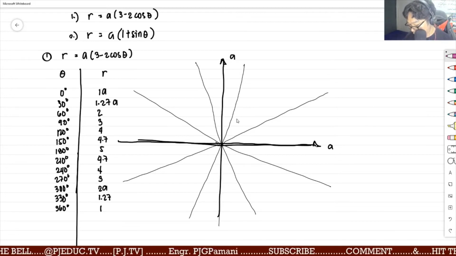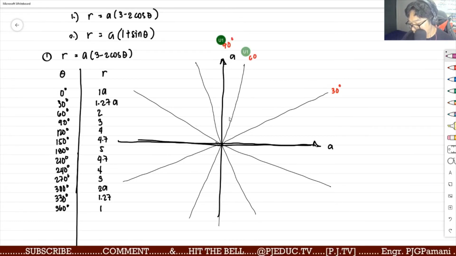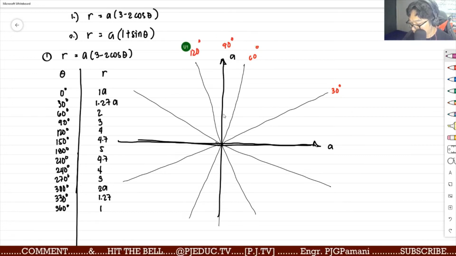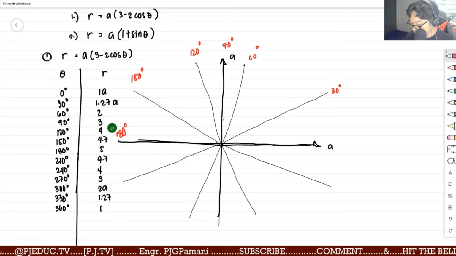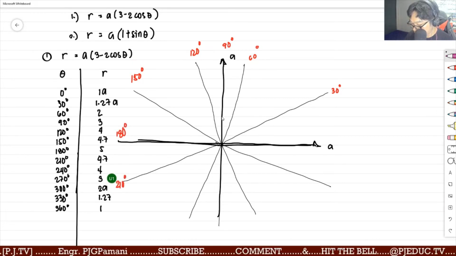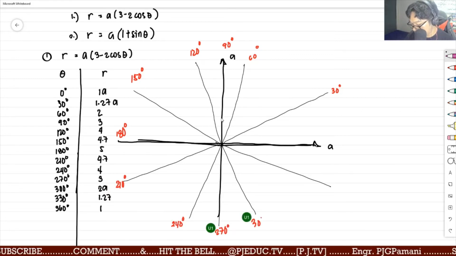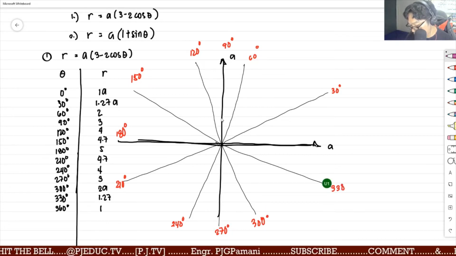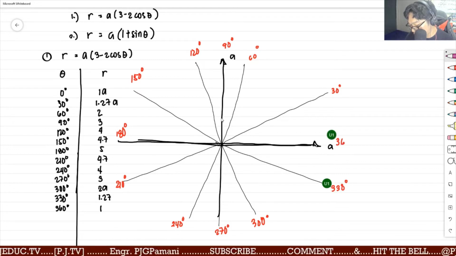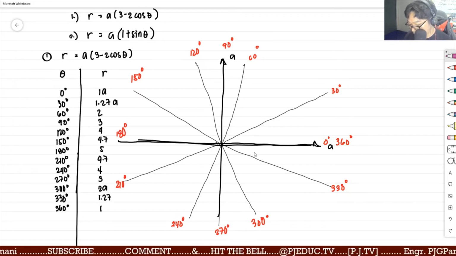30, 60, lagay ko lang. That is your 30 degrees, 60, 90, 120, 150, 180, 210, 240, 270, 300, 330, and 360, and 0. Okay? So, 0 is equal to 1.